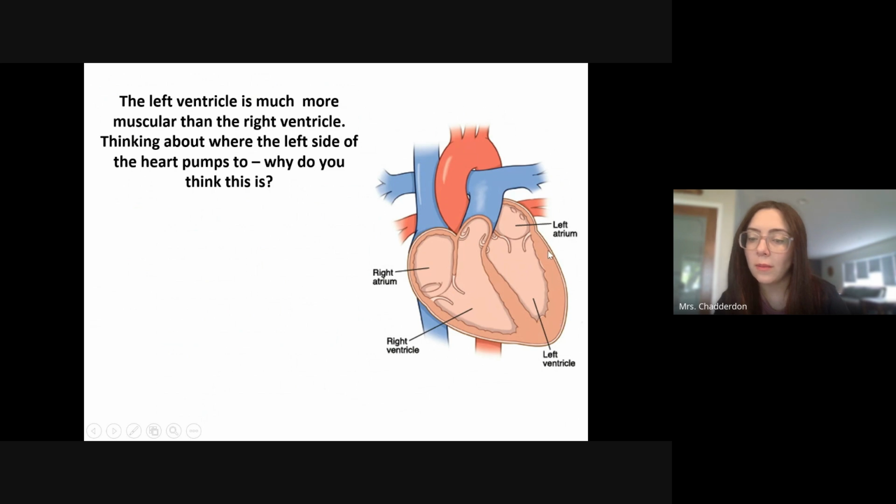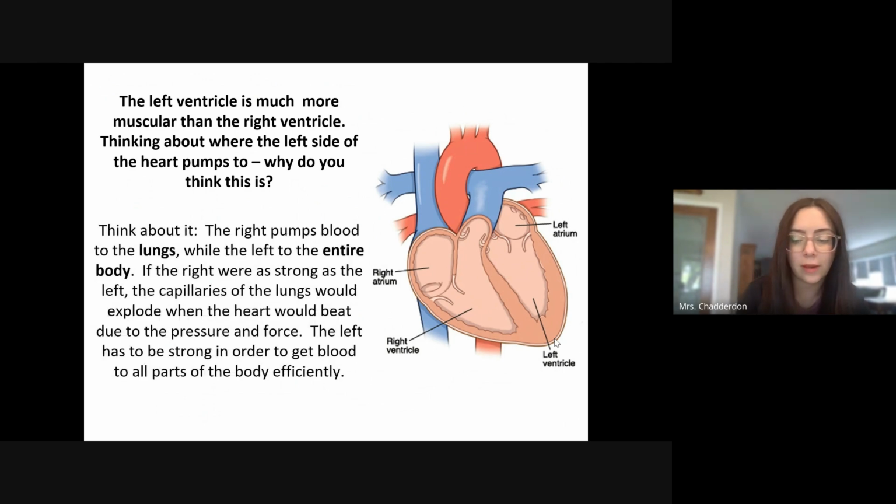All right, if you remember, I told you that the left side pumps blood to the entire body and the right side pumps blood just to the lungs. The lungs are pretty close nearby to the heart, okay? So we don't need as much muscle. We don't need to produce as much force to push the blood there. But since the left side needs to go to the entire body, okay, it needs more force, more muscle to do that. Okay.